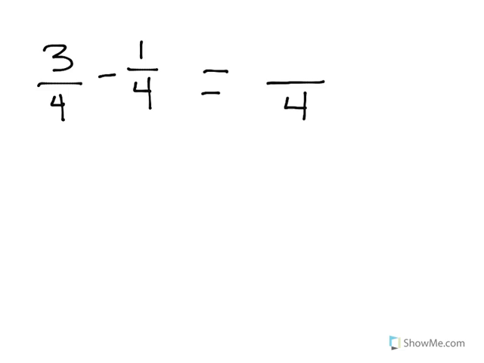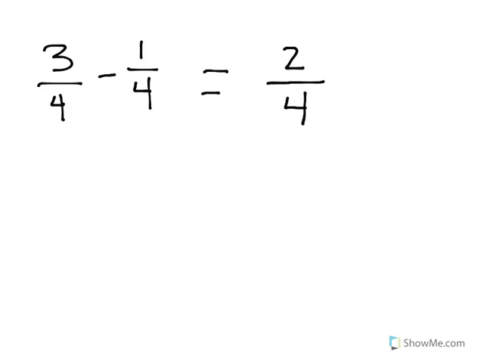My first example is the fraction 3/4 minus 1/4. We first have to look to see if they have a common denominator. Well, they do, so that first step is taken care of for us. Now remember, when you add and subtract fractions with common denominators, the denominator just stays the same. So we're going to keep 4 as my denominator, and then 3 minus 1 is 2. So my answer is 2/4.